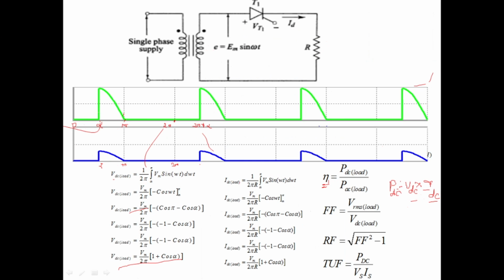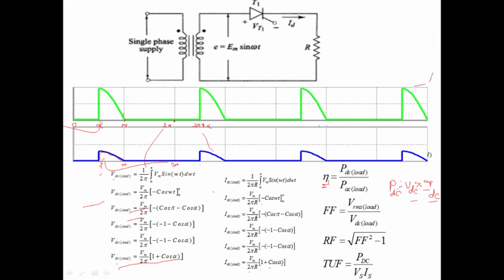What is IDC of load? It uses the same formula. What is the difference between the voltage waveform and the current waveform? The voltage changes like Vm sin omega t, and the current changes like Vm sin omega t divided by R. The voltage divided by R gives you the current. That's why, at each instant, I need to divide by R. So when you calculate IDC, I integrate these instantaneous current values: 1 by 2 pi, Vm sin omega t by R, d omega t. Finally, we got the formula: IDC of load is Vm by 2 pi R into 1 plus cos alpha.